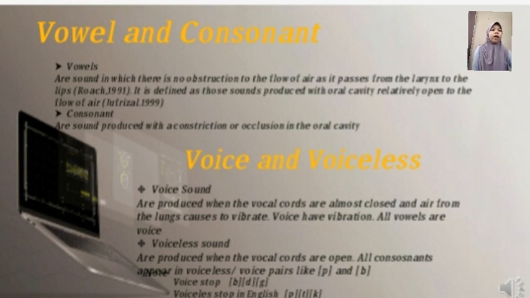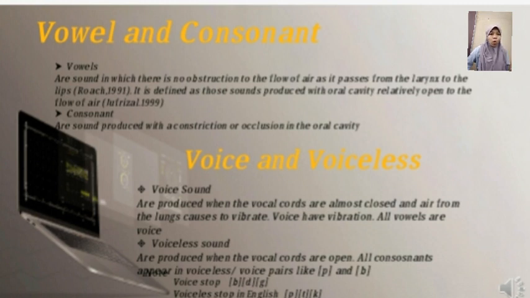And next, vowel and consonant. So what are vowels? Vowels are sounds in which there is no obstruction to the flow of air as it passes from the lungs to the lips. It is defined as the sounds produced with the oral cavity relatively open to the flow of air. So that's vowels: a, u, o. And consonants are sounds produced with a constriction or occlusion in the oral cavity. Example: C, S, Y, W.